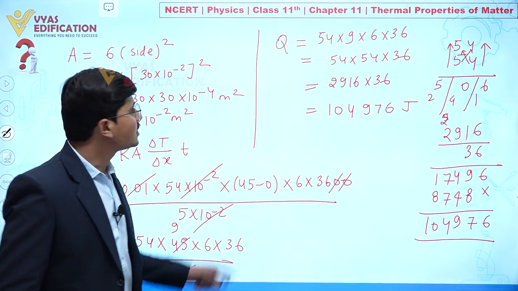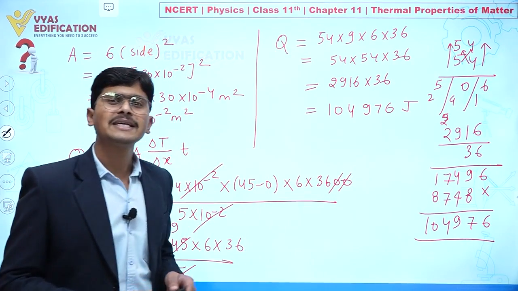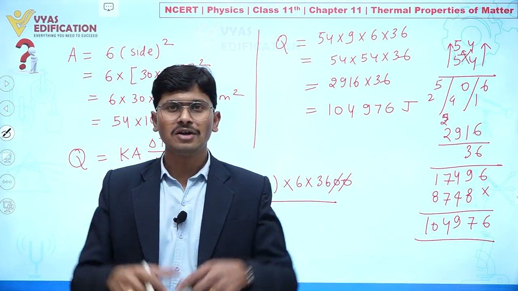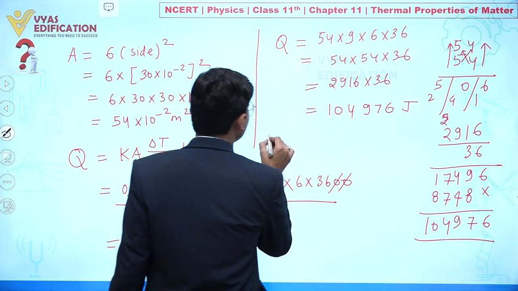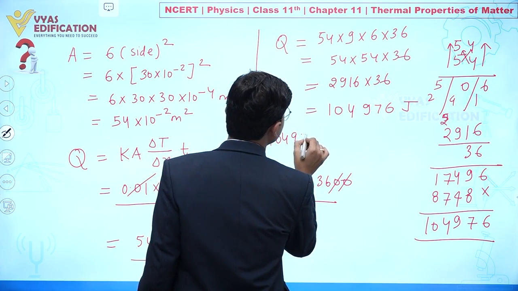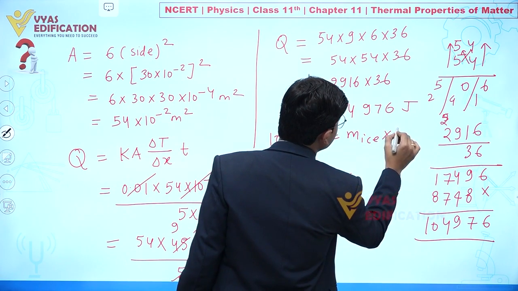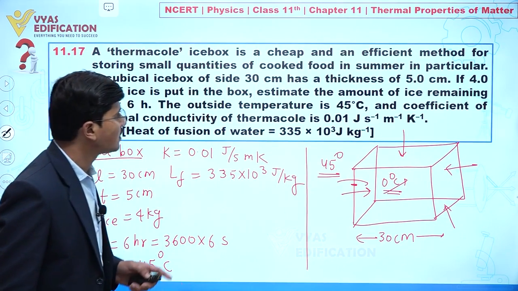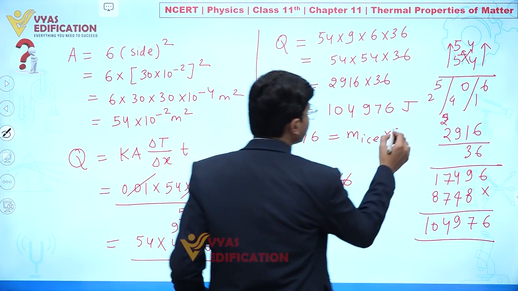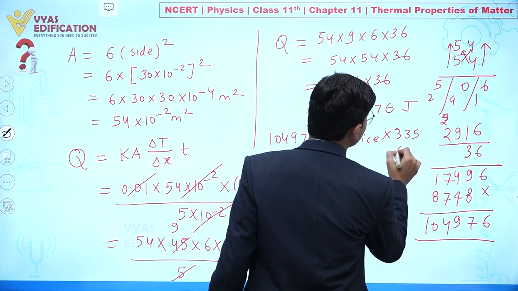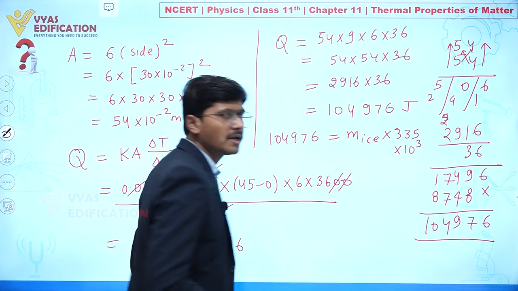So this is the total amount of heat that is entering from outside from all the surfaces, and this heat, 104976, is utilized to melt ice. Now latent heat value is given 335 into 10 to the power 3, in joule per kilogram.